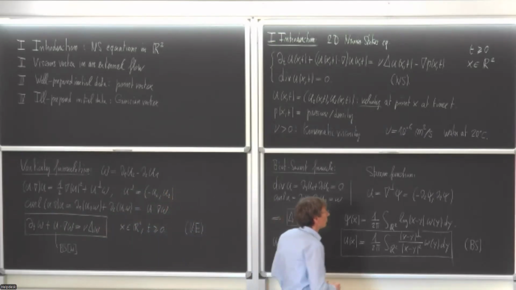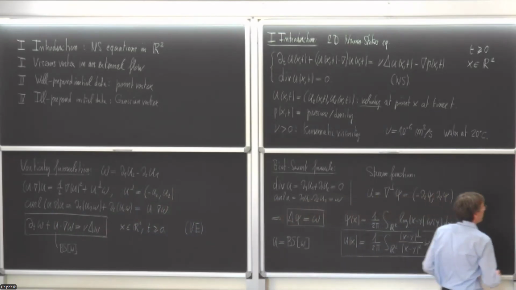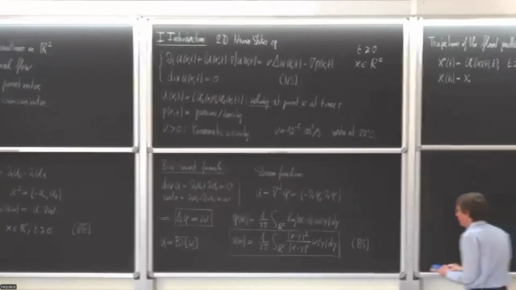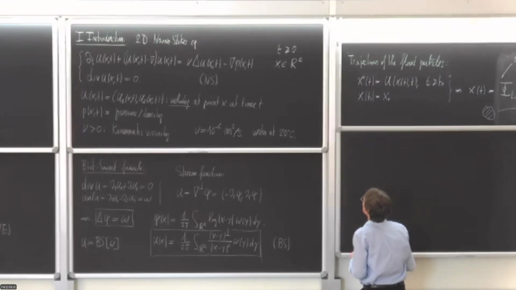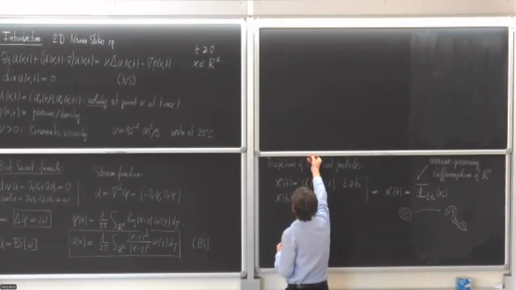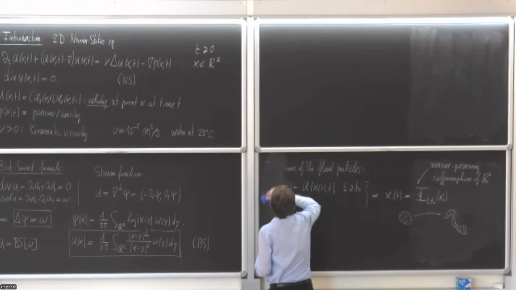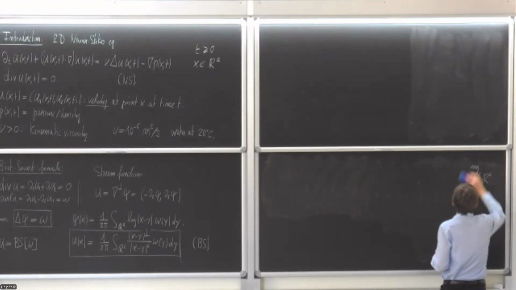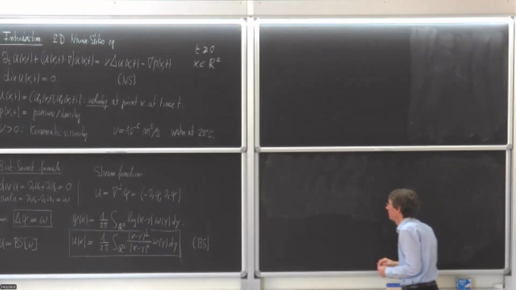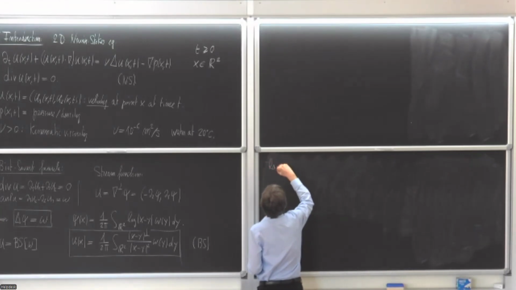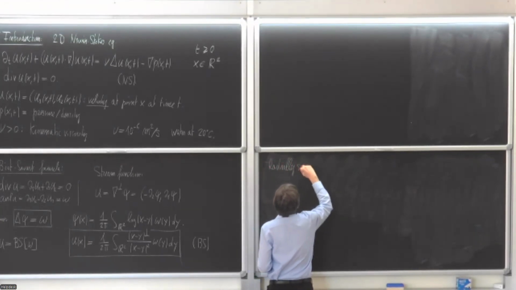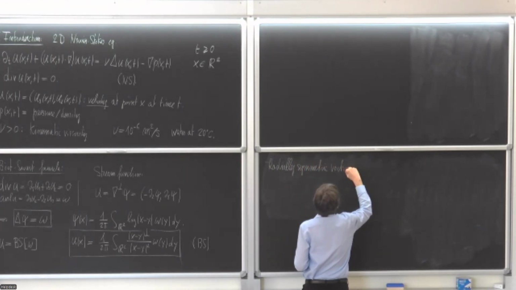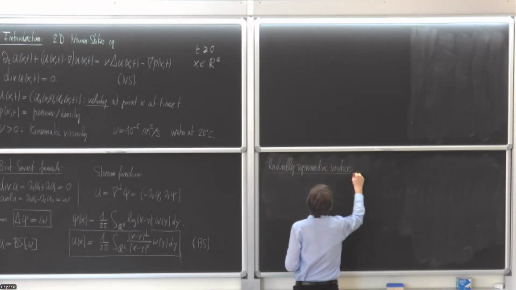Now, do we know solutions? Well, a lot of solutions to the equation. In particular, there is a class of solutions which is the case of radially symmetric vortices. What about radially symmetric vortices? A class of particular solutions of the Navier-Stokes equation.